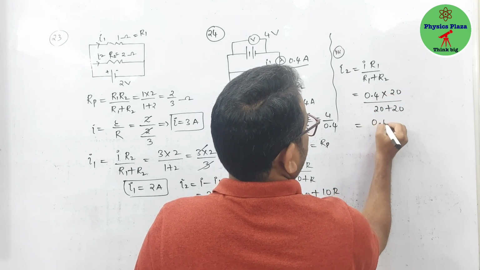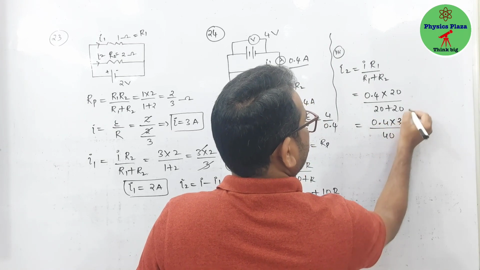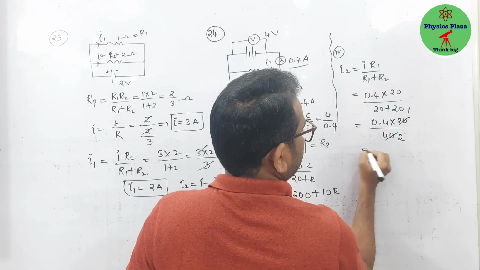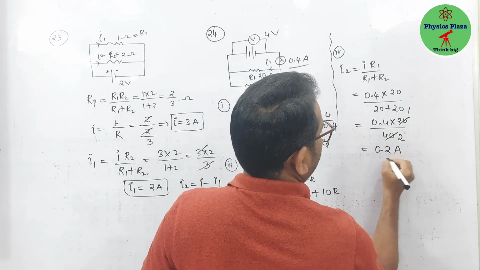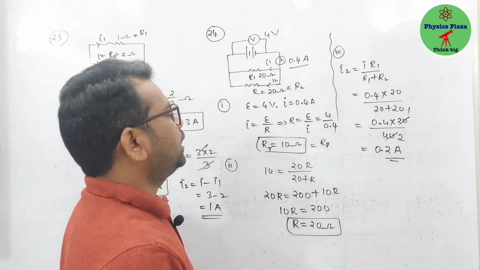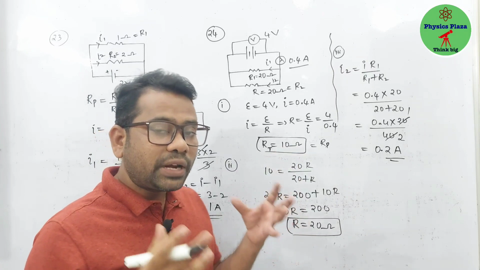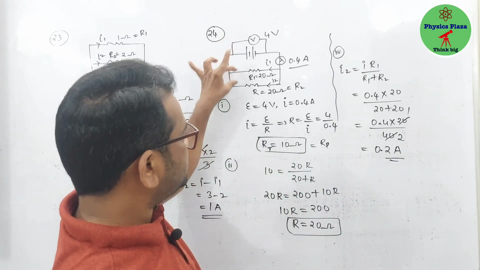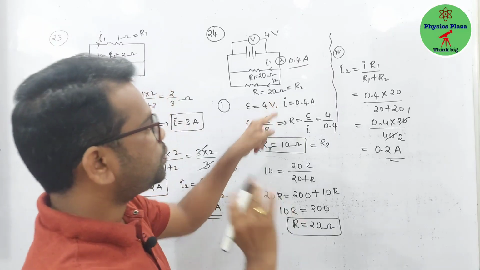This is 0.4 into 20 by 40. So 0.4 by 2 will be how much? 0.2 ampere. This much current is passing. And what is the current passing through this one? 0.2 only. Why are we getting the same current in these 2 resistors? Because their resistance values are the same. Just copy it.